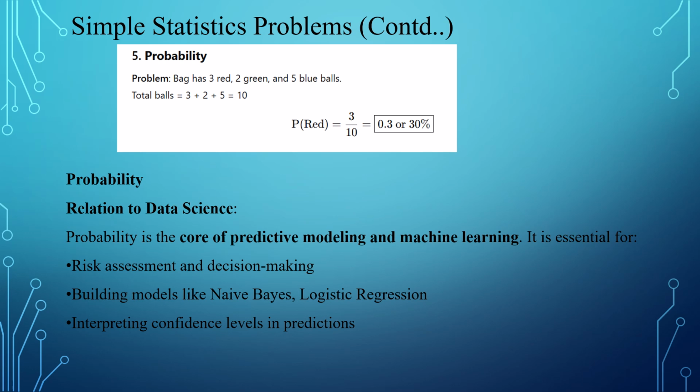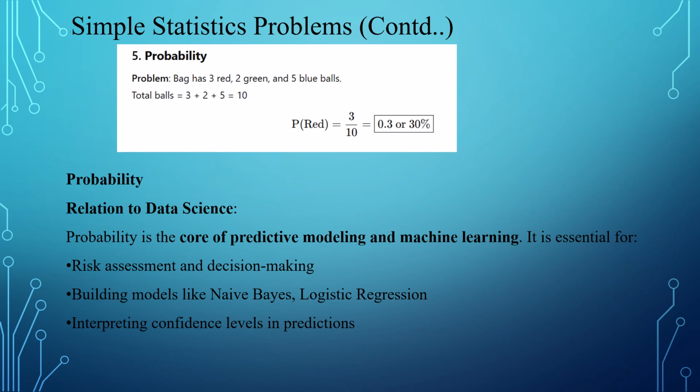The last simple statistics problem is probability. Okay. Suppose you have one bag, and in that bag we have 3 red balls, 2 green balls, and 5 blue balls. So we add these balls, 3 plus 5 plus 2. So in our bag we have 10 balls.